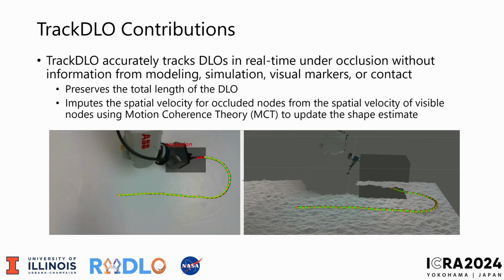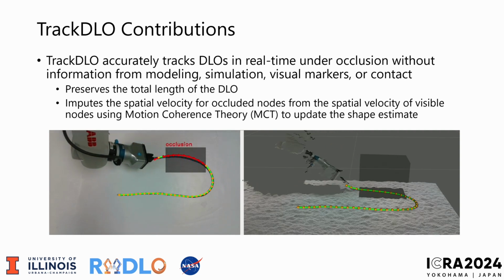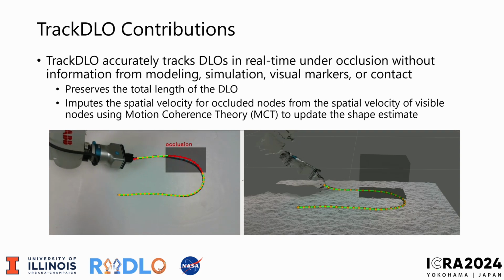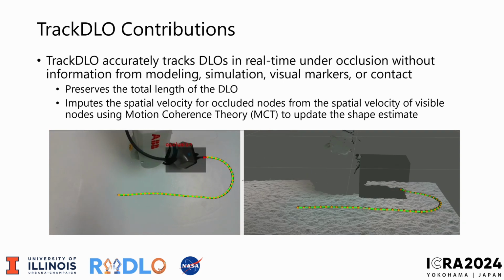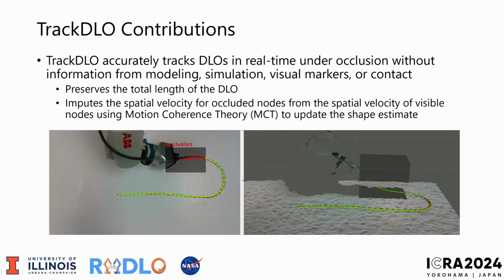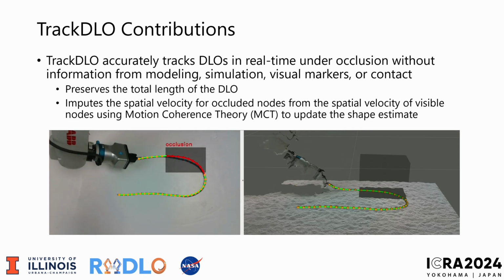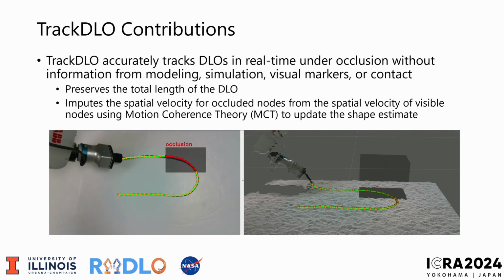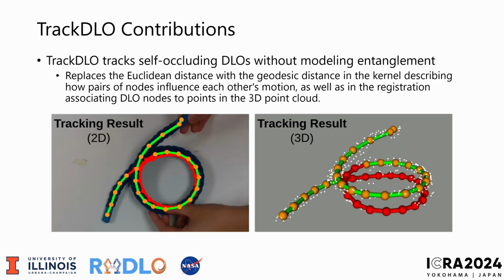Our proposed method, TrackDLO, accurately tracks the shape of deformable linear objects in real time under occlusion without information from modeling, simulation, visual markers, or contact. This is achieved through preserving the total length of the deformable linear object, as well as imputing the displacement of occluded nodes from that of the visible nodes using Motion Coherence Theory.